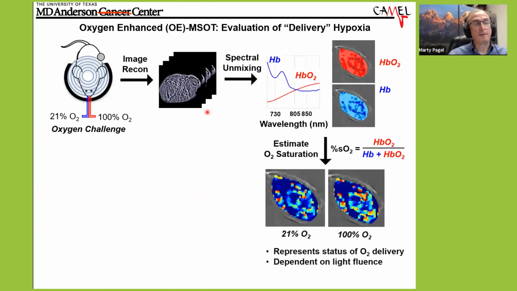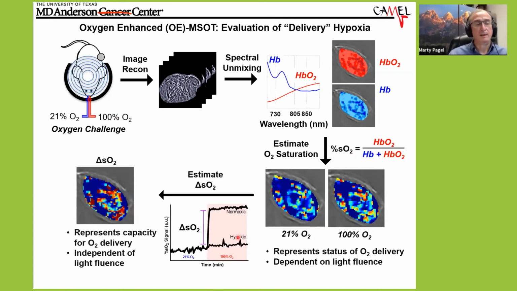Now, another reason we like this photoacoustic imaging modality is that we can have a mouse breathe in medical grade air at 21% O2. We then collect a series of images, do spectral unmixing to get the oxy and deoxyhemoglobin maps, and then we can calculate those maps for 21% O2, or we can go back and also have the mouse breathe in 100% oxygen and get that map of the percent oxygen saturation as well. So then we could take the difference between those two maps to calculate what we call a delta SO2 map.